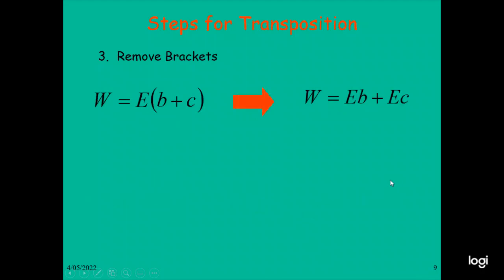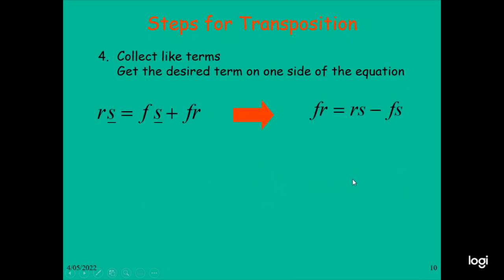Remove the bracket. So W equals E brackets B plus C. In this case, W equals E B plus E C. A equals H multiplied by bracket B1 plus B2. So in this case, when you open the bracket, A equals H B1 plus H B2. Collect the like terms. In this case, R S equals F S plus F R. In this case, F is common. So in this case, the like term F R is on one side. So F S goes to the other side: F R equals R S minus F S.